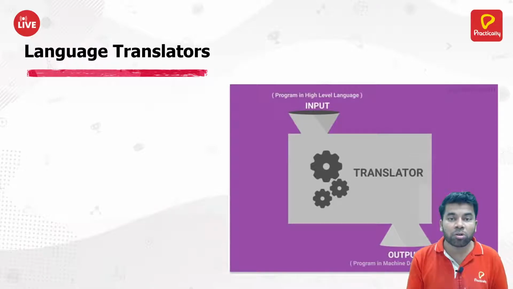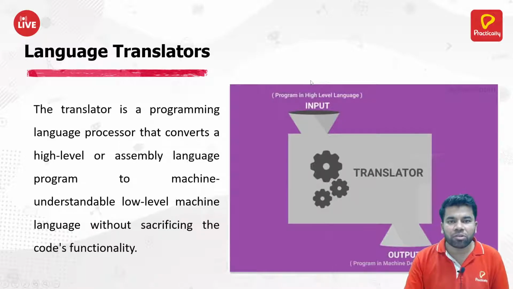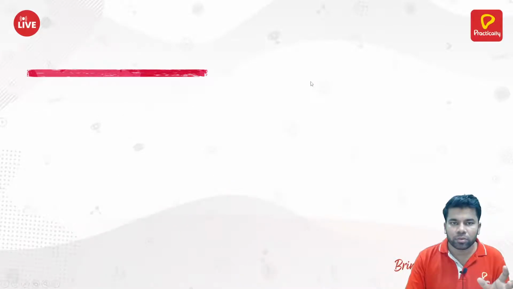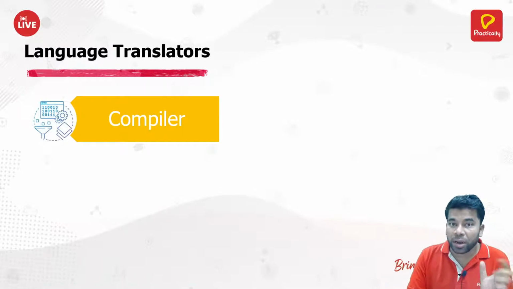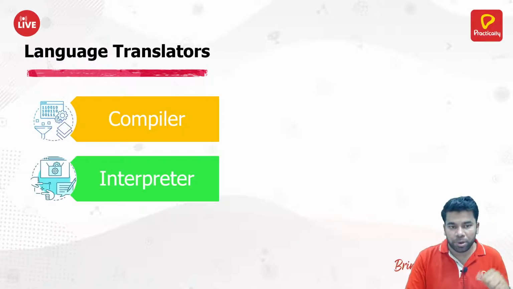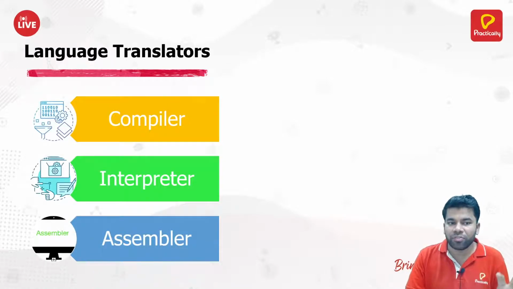The computer system is not going to understand our English, Telugu or Hindi language. The computer is not going to understand programs written in a high level language. The computer understands only machine level language. So what are the different language translators available? The first language translator is the compiler, the second is the interpreter, and the third is the assembler. These are the 3 different language translators which are available.